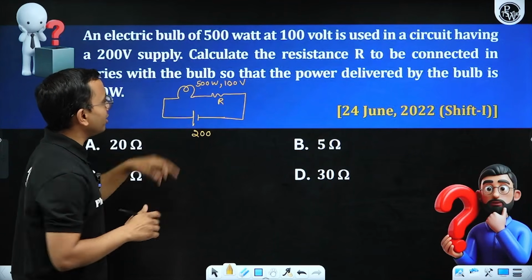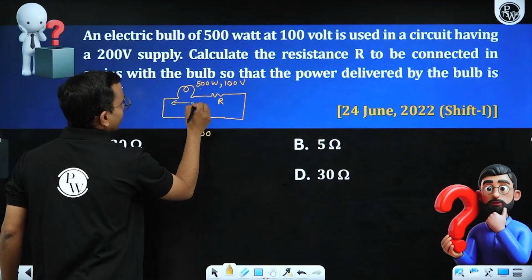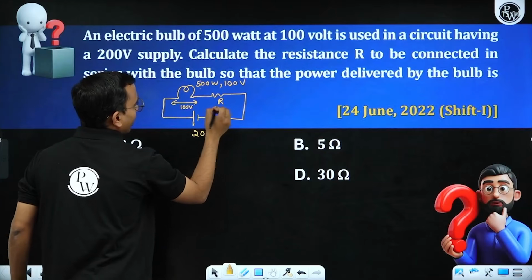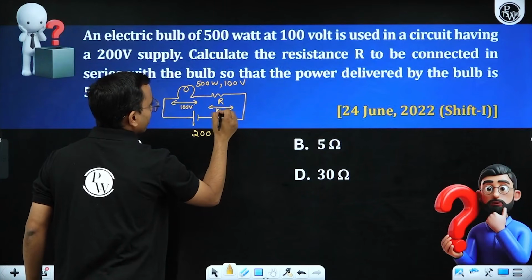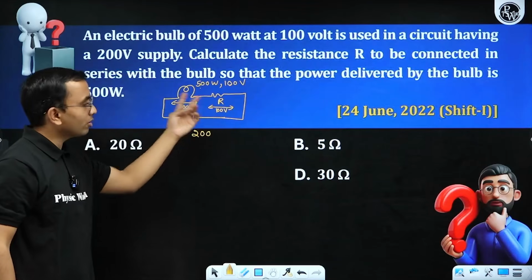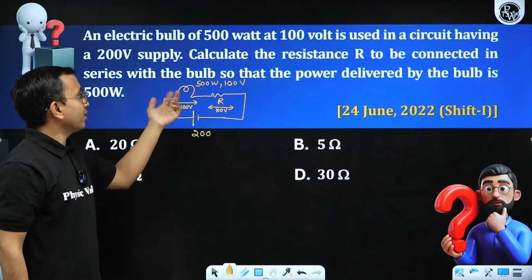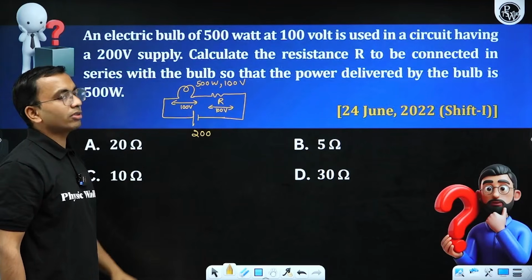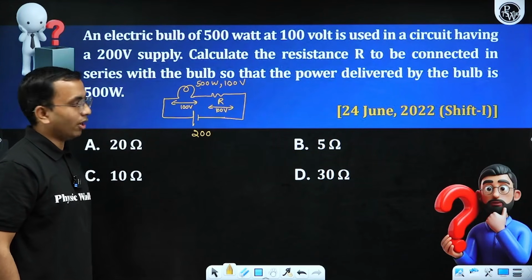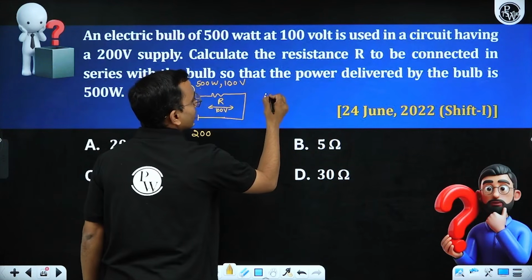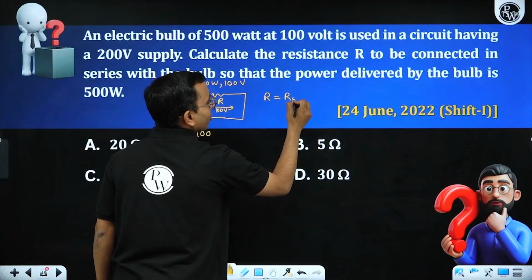The condition for 500 means 100 volt comes across the bulb, the total is 200, and 100 volt comes across the resistor. The voltage is equal across these two resistors. When will it be equal? When my connected resistance is equal to the resistance of this bulb. So it will happen when R is equal to the resistance of the bulb.